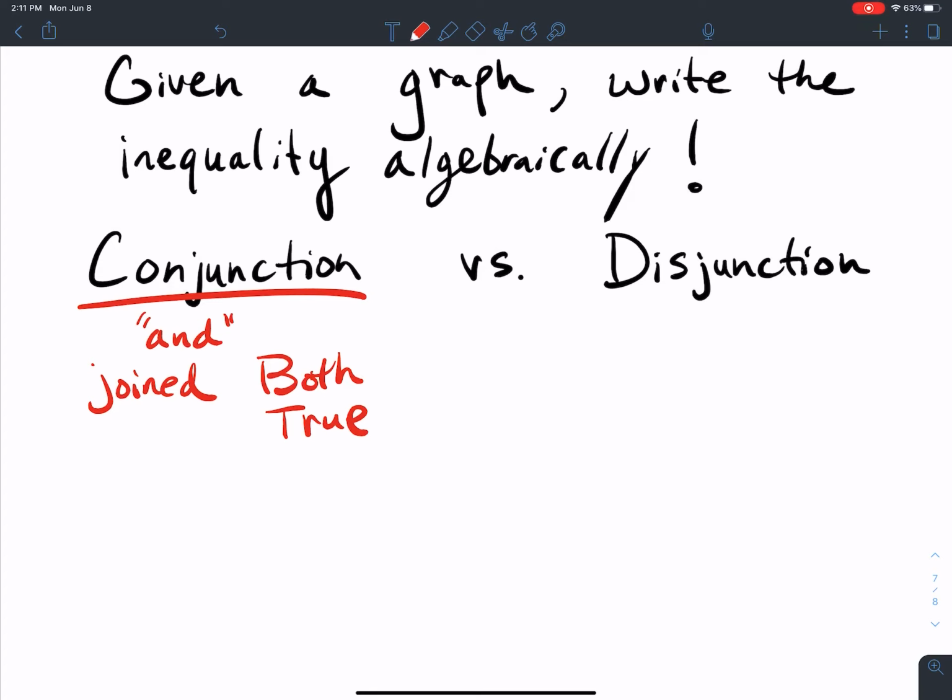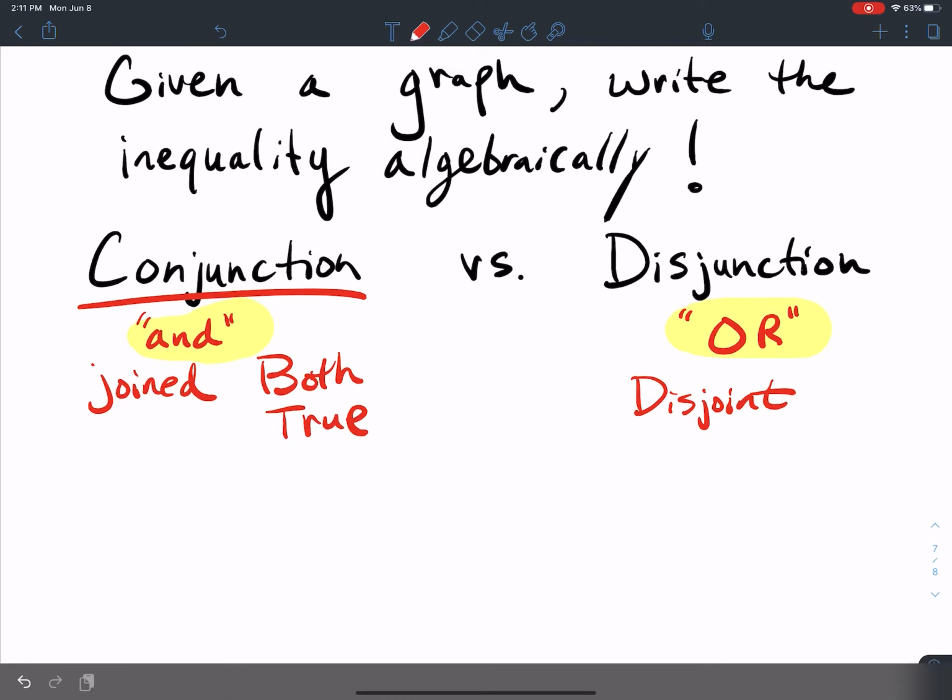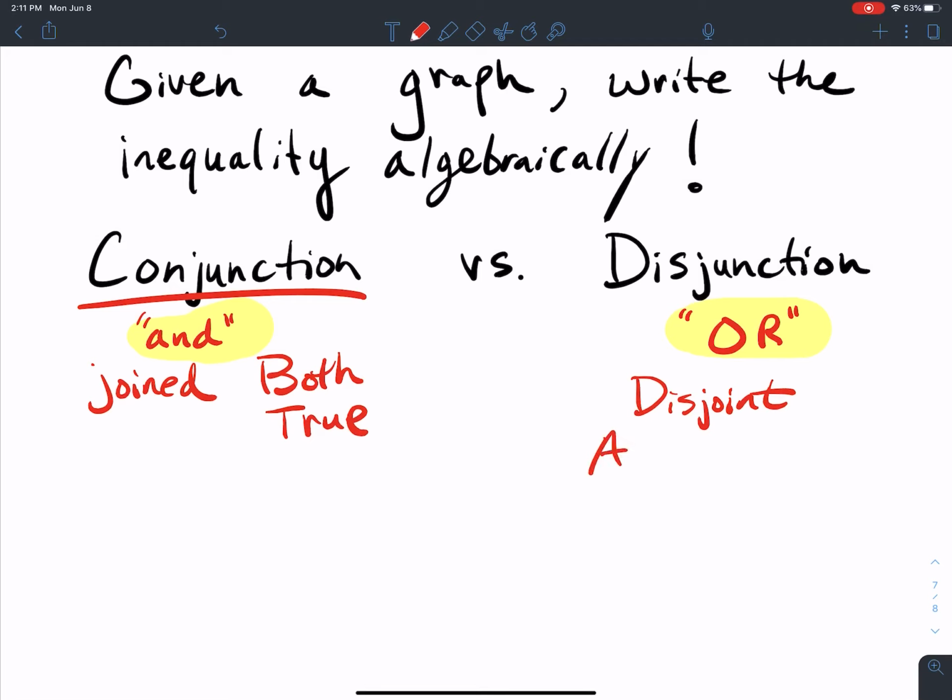Disjunction would be an or. Okay, so instead of and, it's or. And it's a disjoint. And whenever instead of having both true, it's at least one is true. Okay, at least one is true.